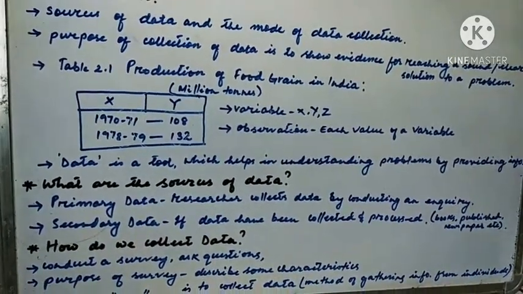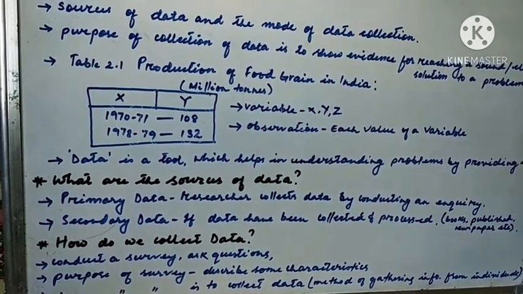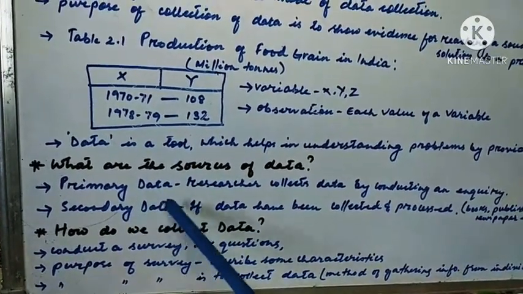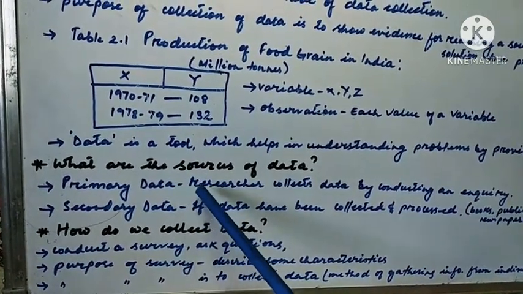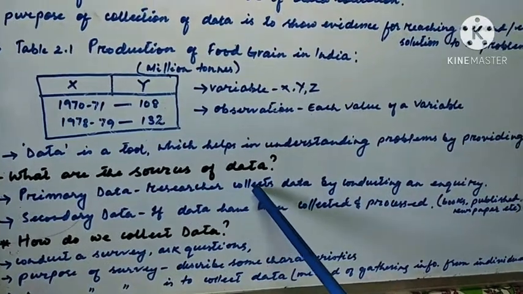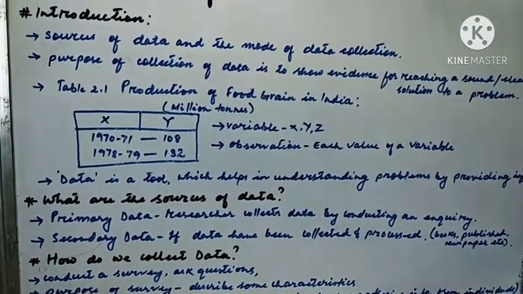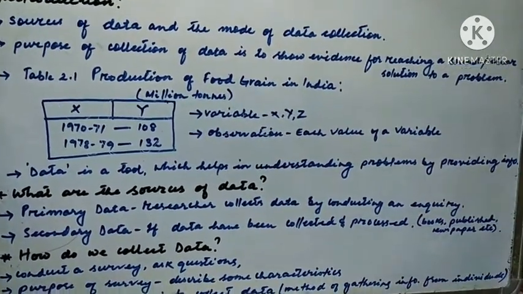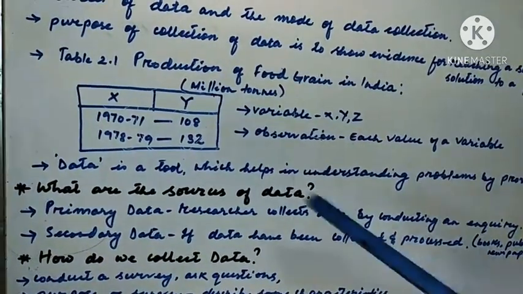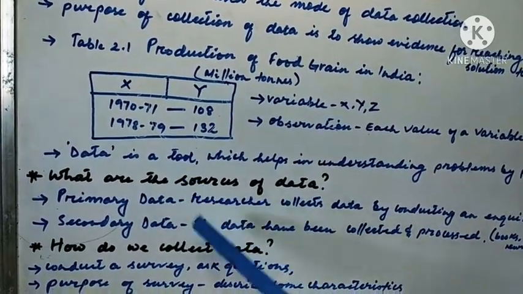Next, we have the sources of data. Basically, we have two different sources of data, that is primary data and secondary data. Primary data means a researcher collects data by conducting an inquiry. The researcher is directly inquiring of the people or a group in society and gets the information directly from the interviewee. That is called primary data.